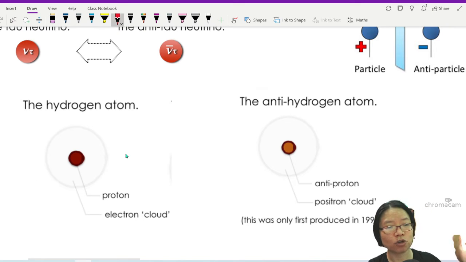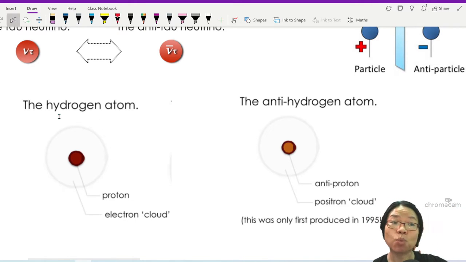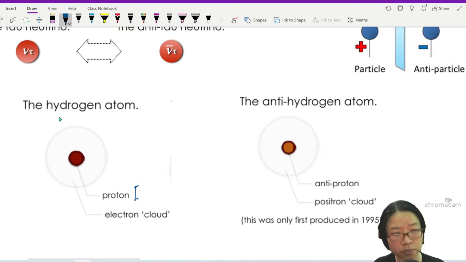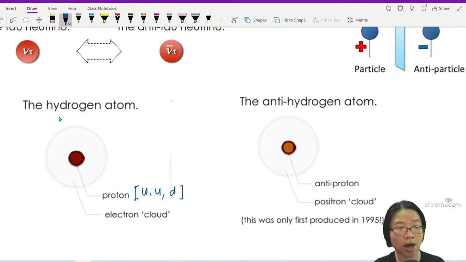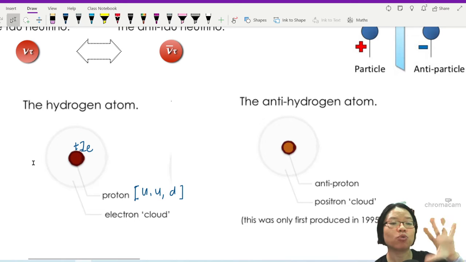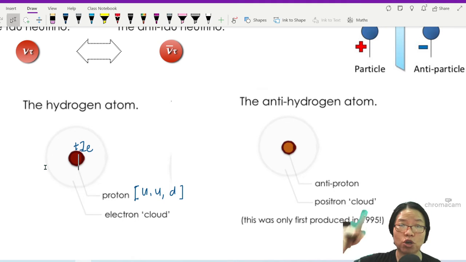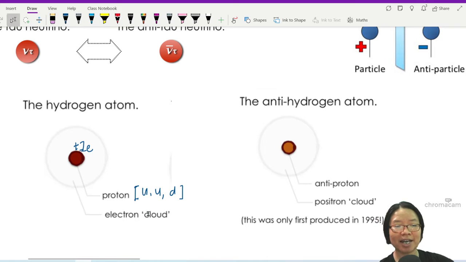The proton and the electron cloud is what makes up the hydrogen atom. So let's look at the quarks that the proton consists of. The proton here will have 2 up quarks and 1 down quark, making its charge plus 1. And then you have the electron cloud around. Hopefully you know that the electron doesn't move around the proton like a train on a track. The electron kind of exists around the proton in a cloud. It's not a flat circular orbit.